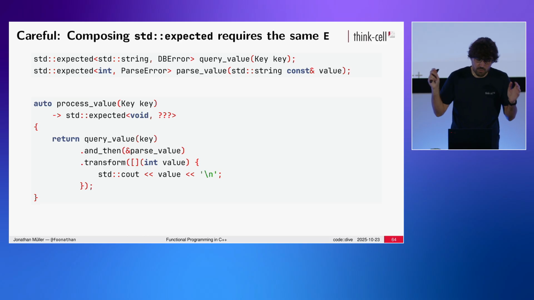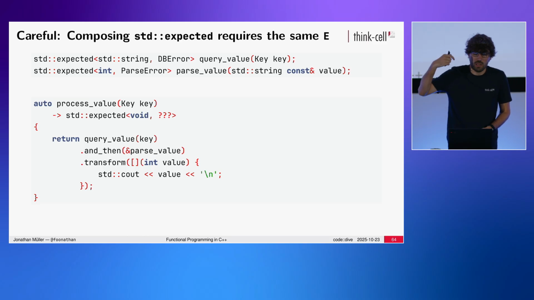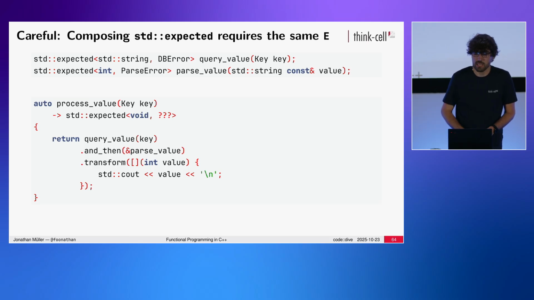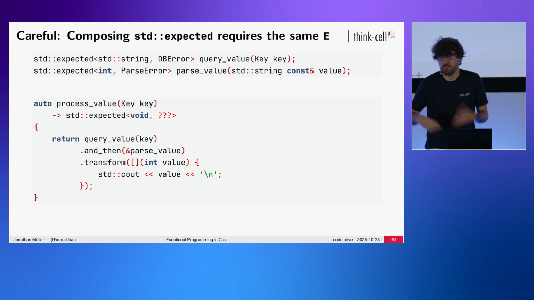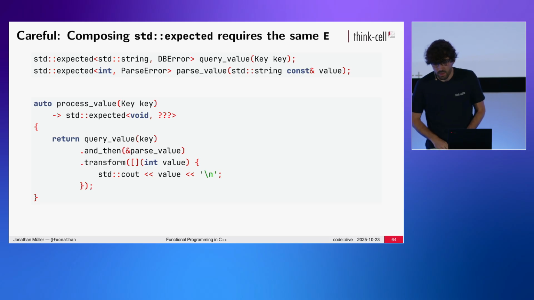Now this composition works nice as long as we have the same error type. So if we do the composition, let's say we have a query value function that gives a string from the database, which can fail with DB error, and then we have a parse value function, which takes a string and gives you an int, but it can fail with a parse error.